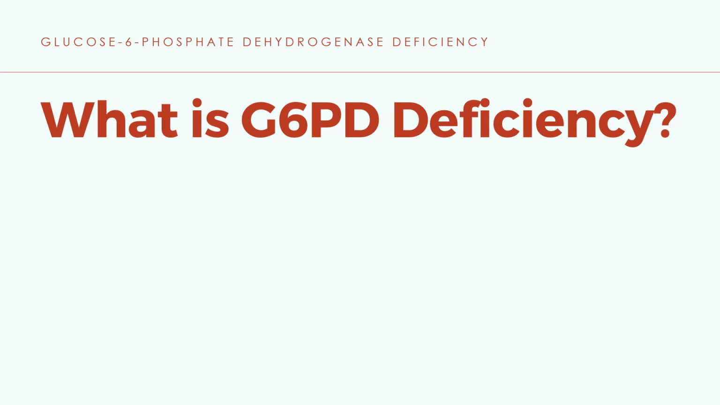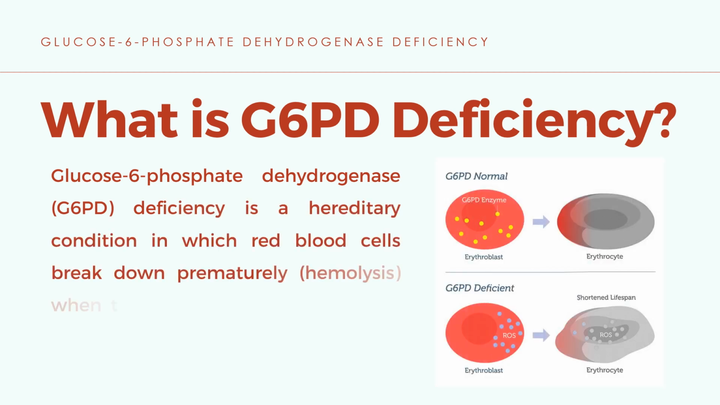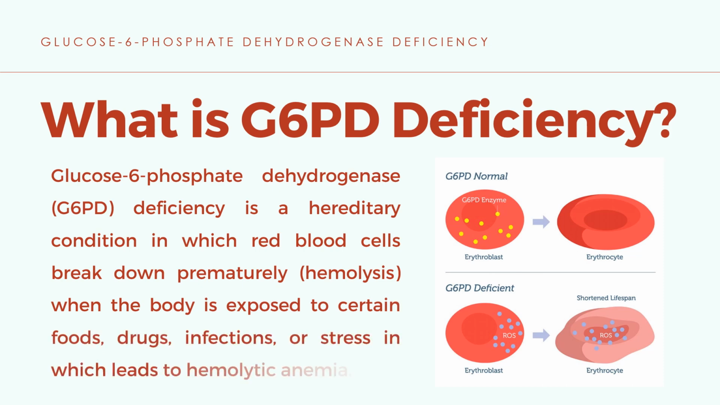What is G6PD deficiency? Glucose 6-phosphate dehydrogenase deficiency is a hereditary condition in which your RBCs break down prematurely, also known as hemolysis, when the body is exposed to certain foods, drugs, infections, or stress, which leads to hemolytic anemia. It is an X-linked genetic disorder, which means it is carried on the X chromosome. If the mother is a carrier of the G6PD gene mutation, there is a possibility of passing it on to her child.